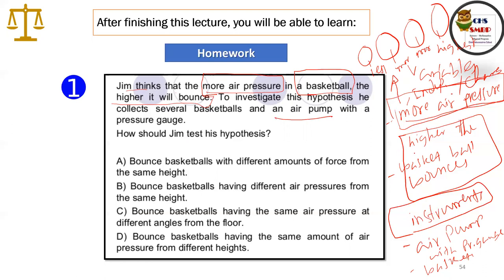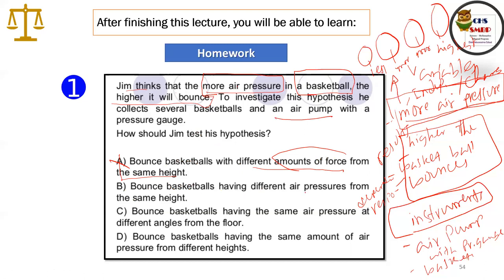And if you think about the higher the basketball bounces, so you see, just results, right? So higher the basketball bounces, you can see the end products or results. So this must be a dependent variable, or you can say responding variable. Now, how should Jim test his hypothesis? Bounce basketballs with different amount of force from the same height. It's not about the force, it's about the air pressure. So this is not correct.